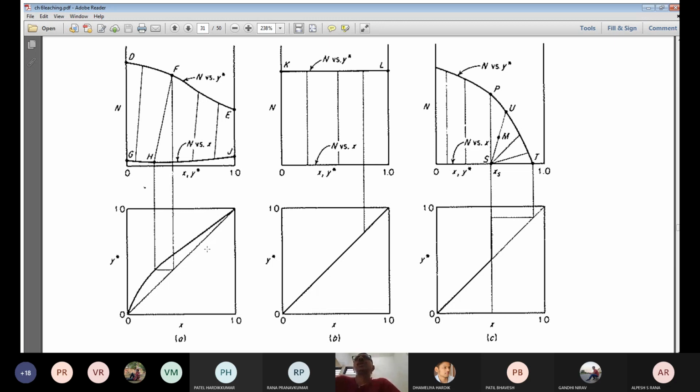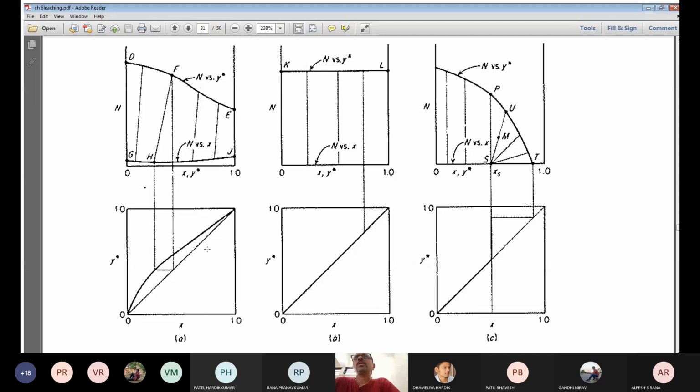On the upper figure, the graph is of an N versus X, Y plot. N is the concentration of B, the insoluble solid, and X, Y is the concentration of C, the solute, in the overflow and underflow. And the lower figure shows the Y versus X curve. It is known as the equilibrium distribution curve.